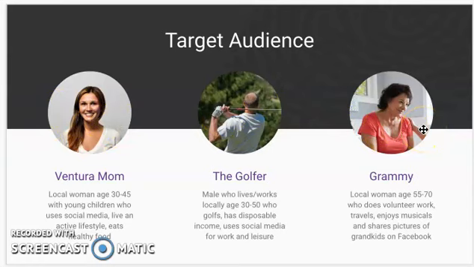Target profile number 1 is my local Ventura mom. She is a woman aged 30 to 45 with children, and she uses social media, lives an active lifestyle, and eats healthy foods. Chances are she's on Facebook, Instagram, and maybe Pinterest. Next, I have the golfer. This is a male who lives or works locally, aged 30 to 50, who golfs, has disposable income, and uses social media for work and leisure. We might find him on LinkedIn or maybe on Twitter.